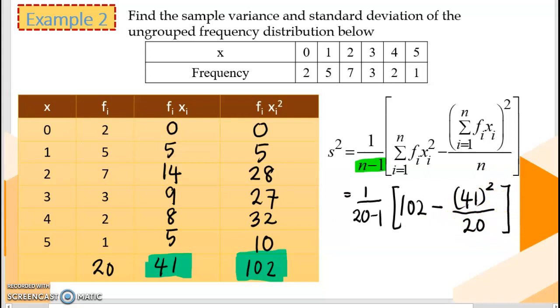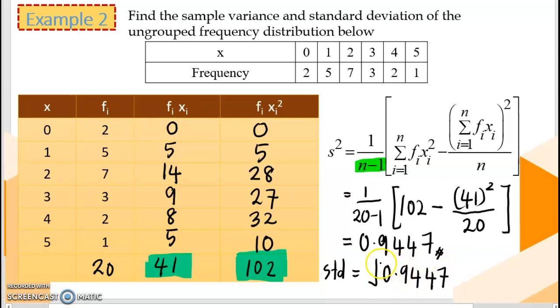And then calculate. Our variance is equal to 0.9447. So the standard deviation will be the square root of 0.9447, which is 0.9720.